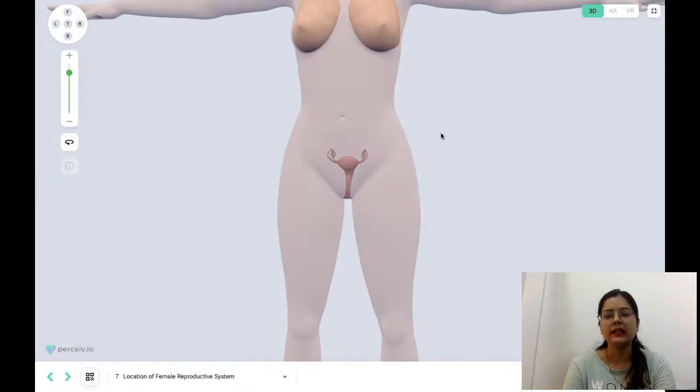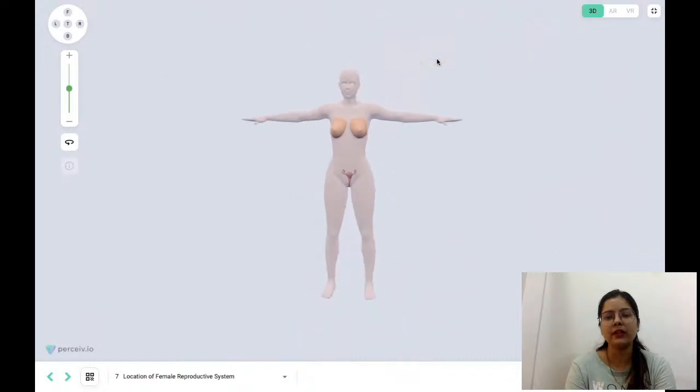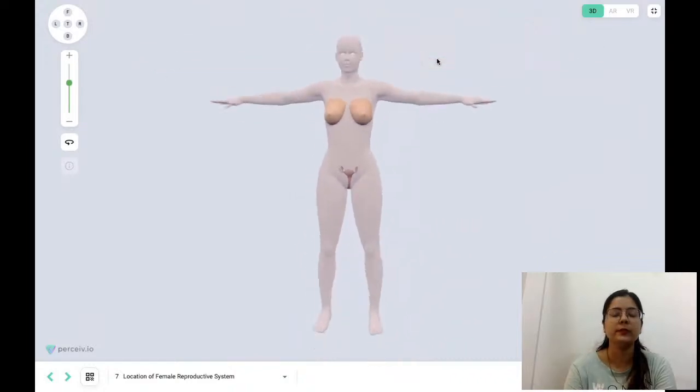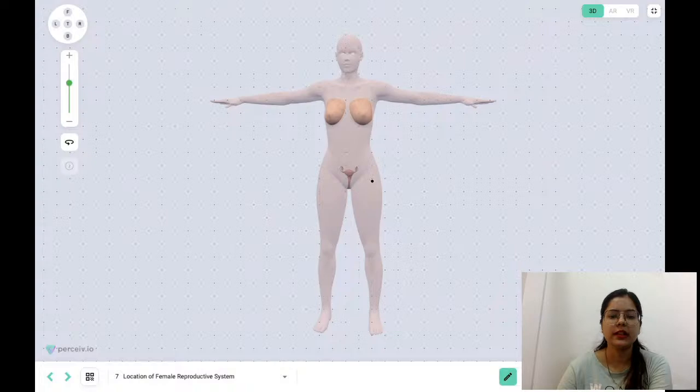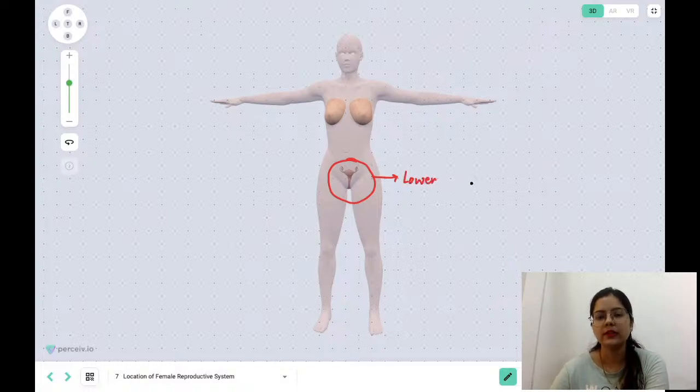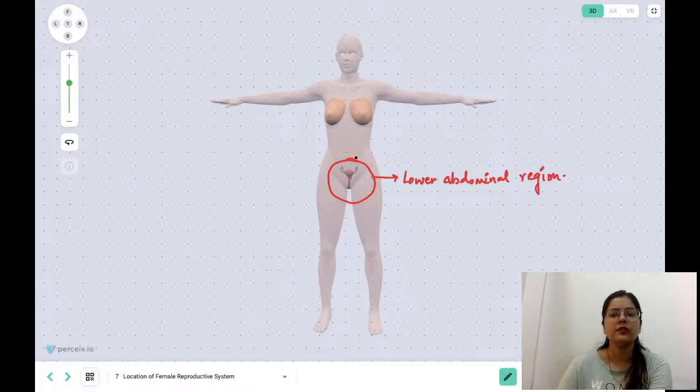All right. And the mammary glands are also included in your female reproductive system, but they are actually the accessory glands that are a part of it. So here we can see that the location is primarily the lower abdominal region of the female body. So this is the entire female reproductive system location we have seen.